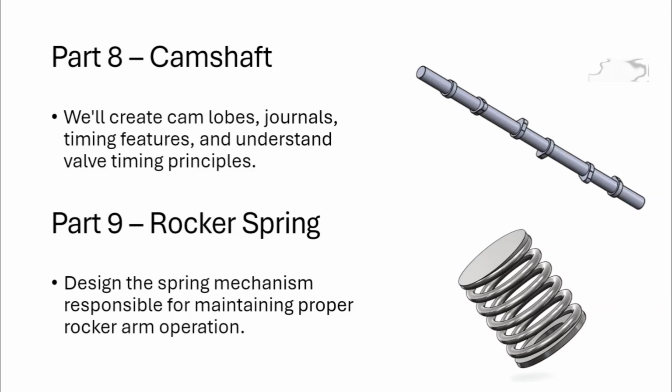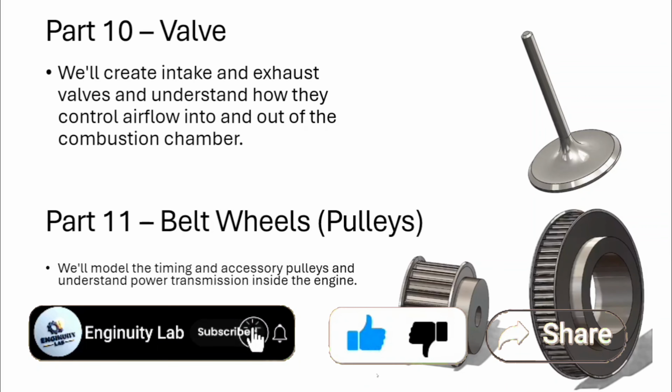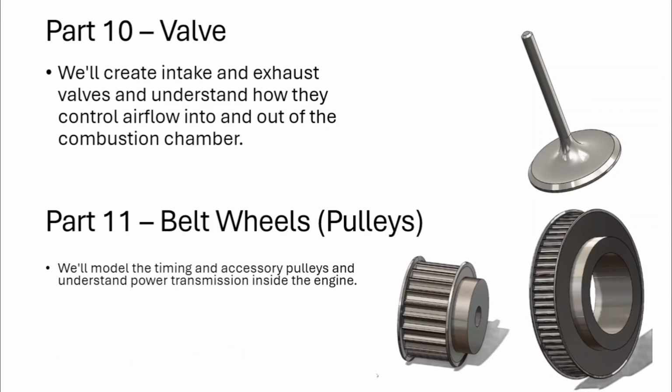Next is the rocker spring. This spring is designed as a mechanism responsible for maintaining proper rocker arm operation. The rocker arm is used to open and close the valves efficiently. The valve. Exhaust and intake valves both work on the same principle, and we shall understand how they control airflow in and out of the combustion chamber, how the mixture of air and fuel goes inside the combustion chamber and exhausts from it.